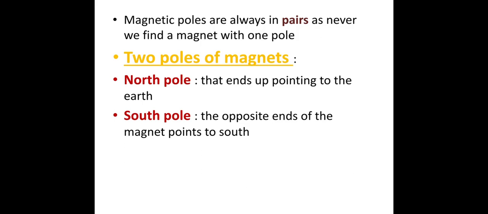The north pole is the end that points to the north of the earth, and the south pole is the opposite end of the magnet, pointing to the south. When I hold a magnet in the air, we can see that one end points to the north of the earth, this is called the magnetic north pole, and the opposite end points to the south direction of the earth, that is the south pole. So the two poles of a magnet are the north pole and the south pole.